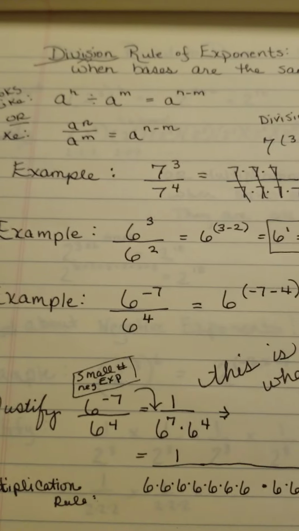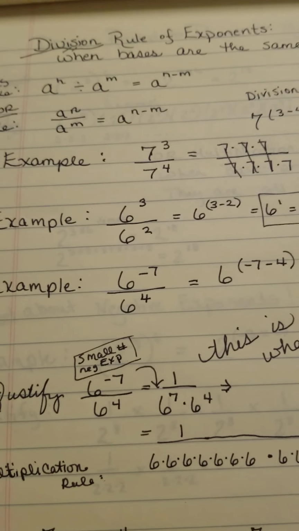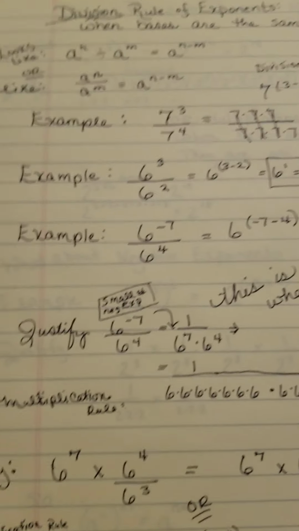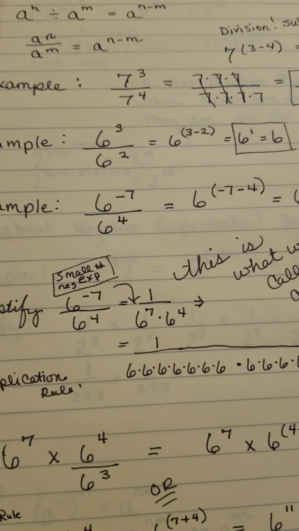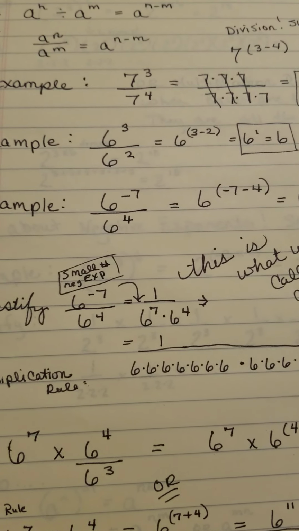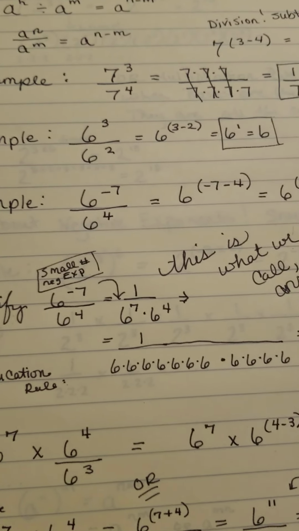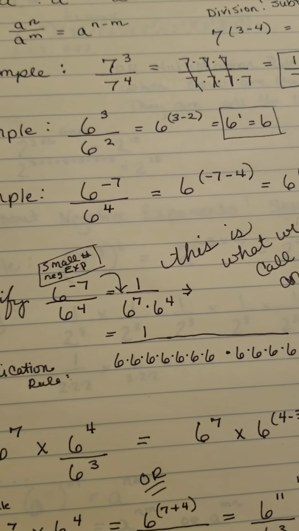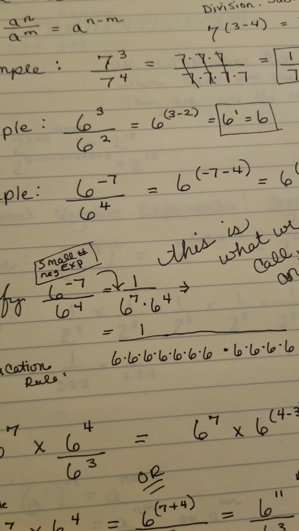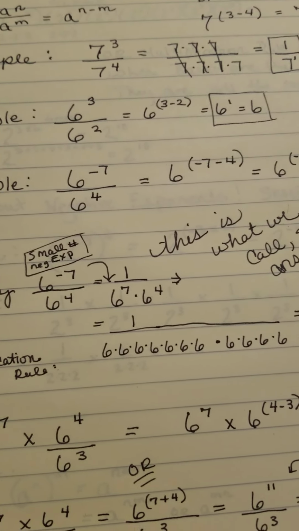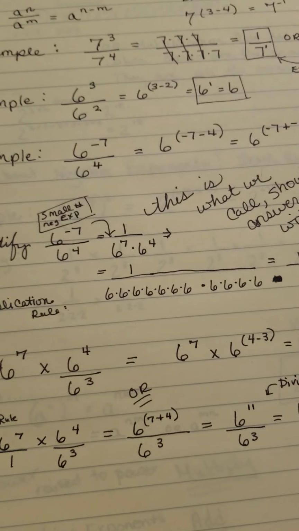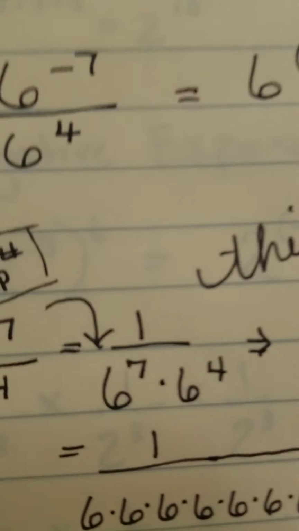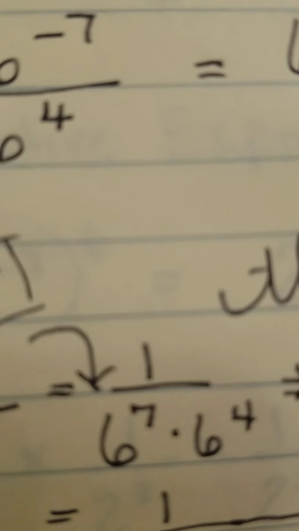Okay, so again, our example was negative 7 minus 4 is negative 11. You can justify this, of course, by dropping that 6 to the negative 7 below the line. We dropped it down, and now we have 1 over 6 to the 7th power, positive, times 6 to the 4th power, which we know is what we call our multiplication rule. So when bases are the same and you're multiplying, you can just add them. So 7 plus 4 is 11.